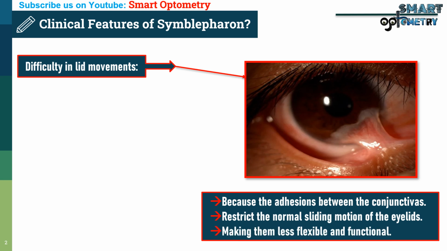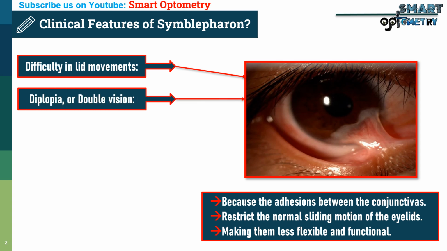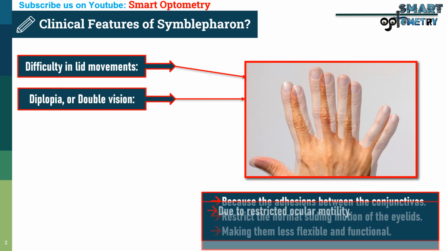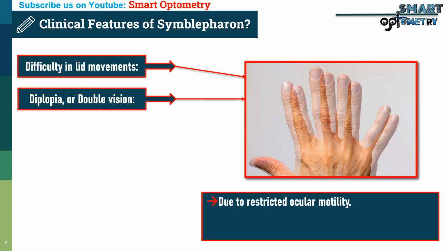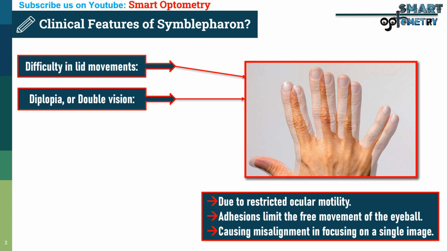2. Diplopia or double vision. Patients may experience diplopia or double vision due to restricted ocular motility. The adhesions limit the free movement of the eyeball, causing misalignment and difficulty in focusing on a single image.